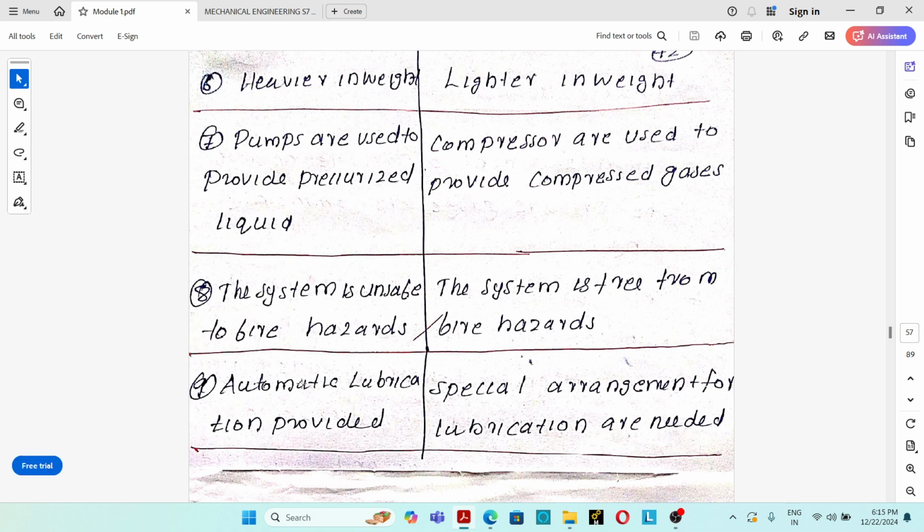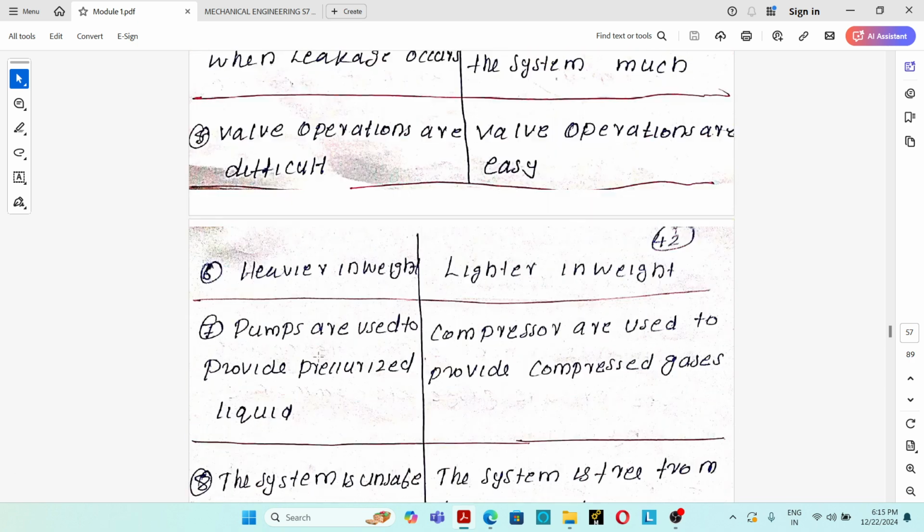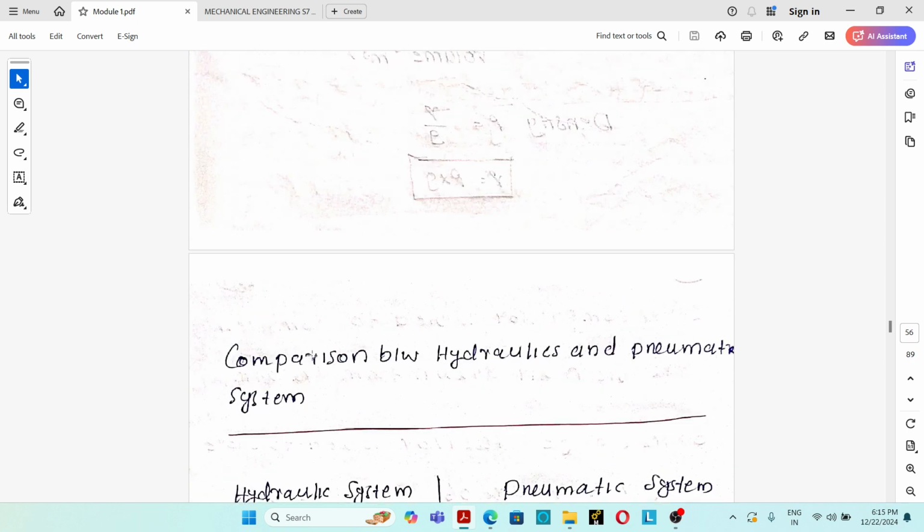A hydraulic system has a possible chance of fire hazard, but in a pneumatic system, there is no chance of fire hazard. In a hydraulic system, automatic lubrication is provided. In a pneumatic system, a separate arrangement for lubrication is needed. So this is a comparison between a hydraulic system and a pneumatic system.